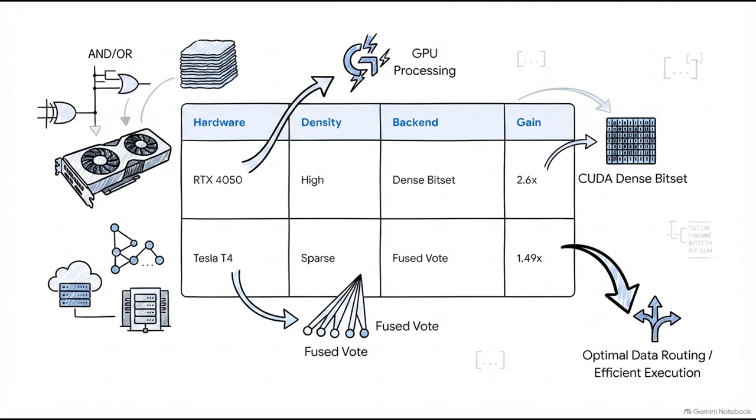Or on cloud hardware like a Tesla T4 dealing with large, sparse clause sets, using a fused vote aggregation improved throughput by up to 1.49 times. So what does this mean for you? It means the system dynamically routes execution to the most efficient hardware path based entirely on the exact shape and density of your specific data.